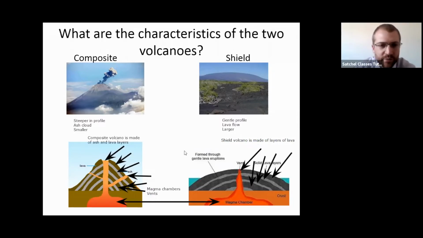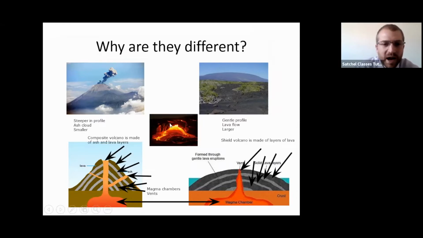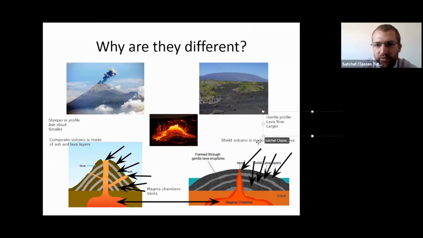So at this point, we can see that there are some different characteristics in terms of their shape, in terms of how they're built up in certain layers. And now we need to put together a reason. Why is this happening? Why are they so different? And this reasoning will come down to the magma type. So what I'll do is move these boxes over to the far side, a little bit further out of the way.